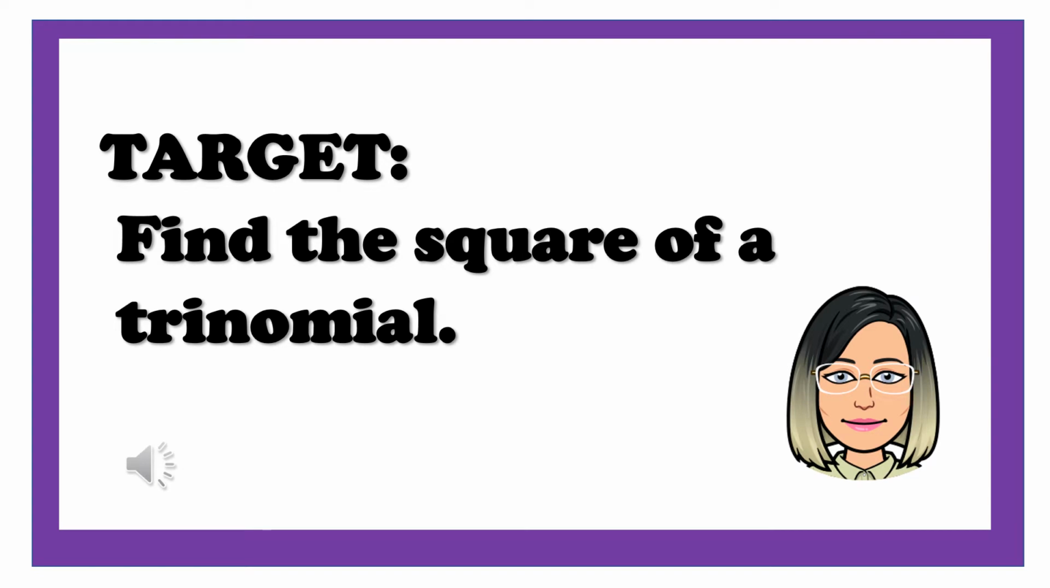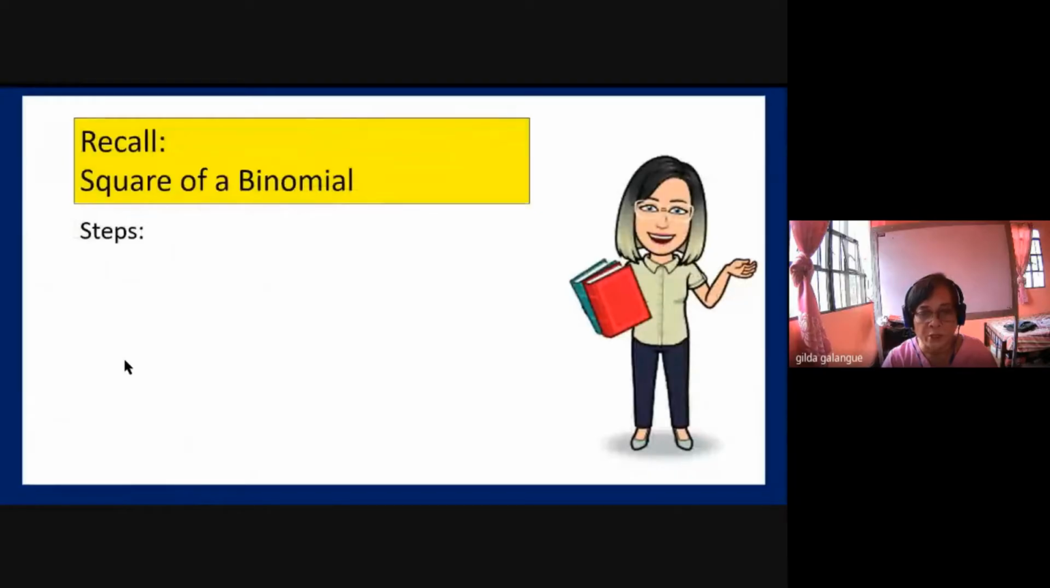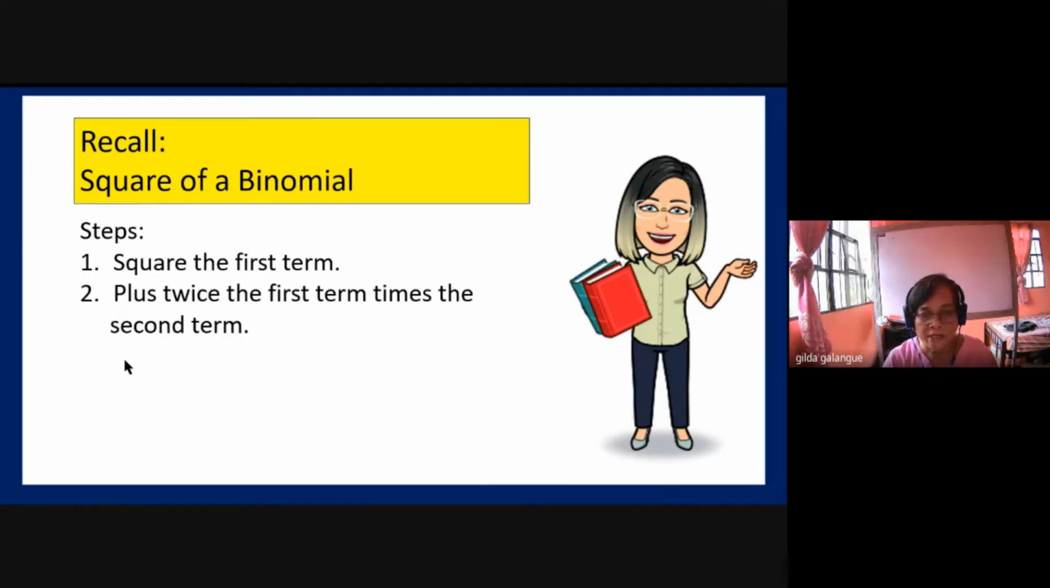Our target is to find the square of a trinomial. First, we need to recall how to square a binomial. We have this step: square the first term, plus twice the first term times the second term, plus square the second term.